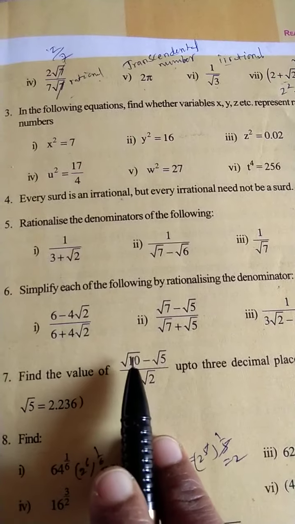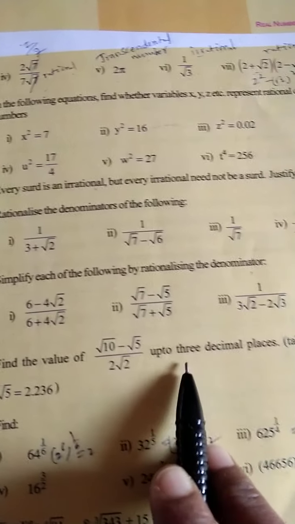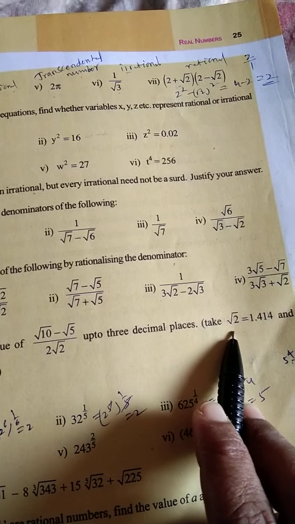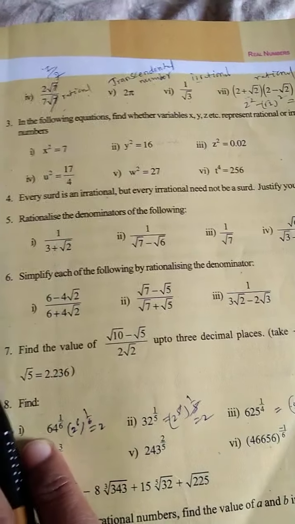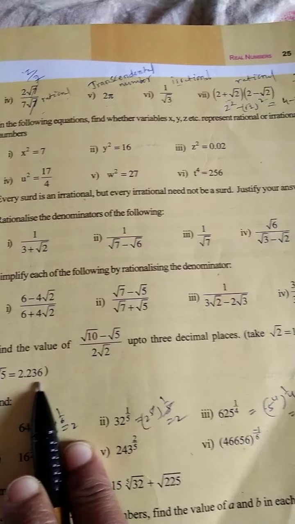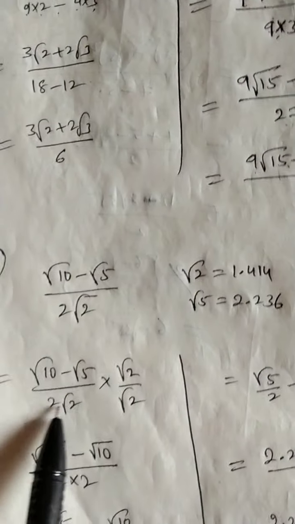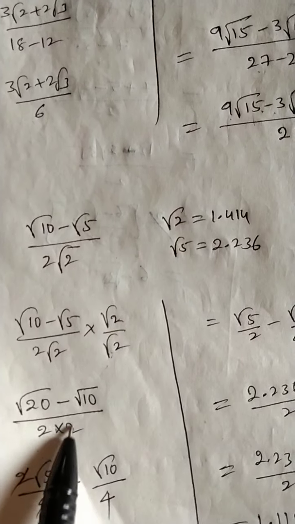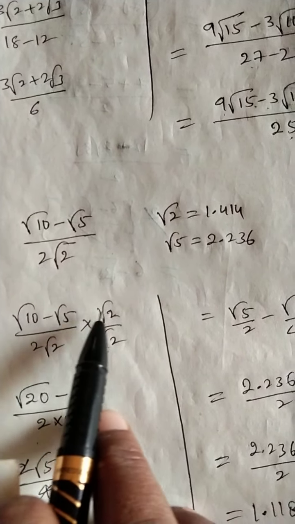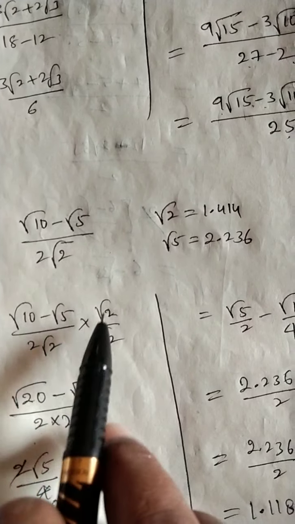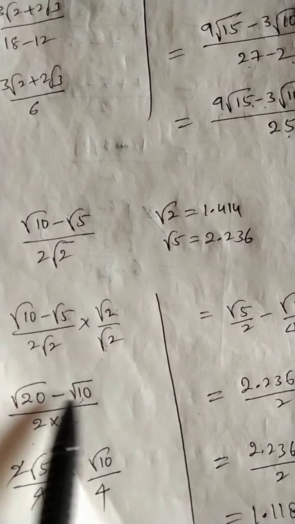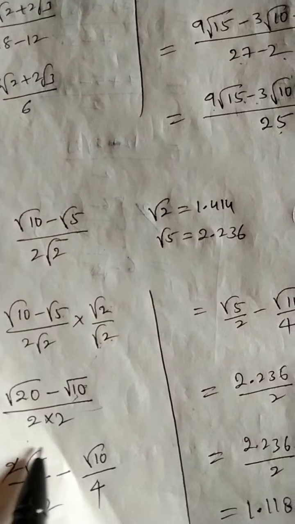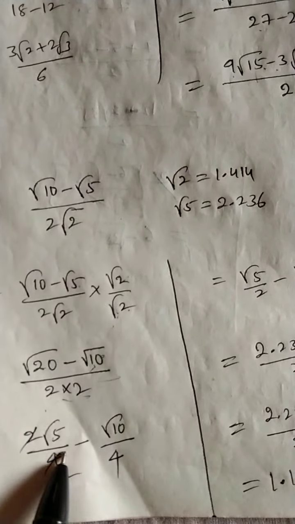See here, find the value of root 10 minus root 5 by 2 root 2 up to 3 decimal places. Take root 2 as 1.414, root 5 as 2.236. Okay, first you have to rationalize it with the denominator, root 2 is the denominator. Okay, now you can multiply: root 20 minus root 10, root as it is. Here root 2 into root 2 is 2, so 2 into 2 we should write.